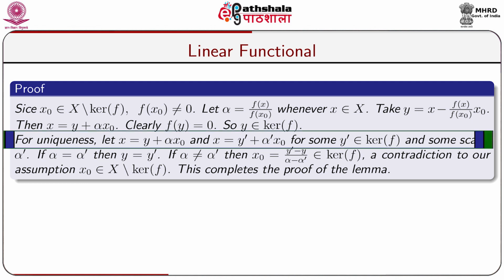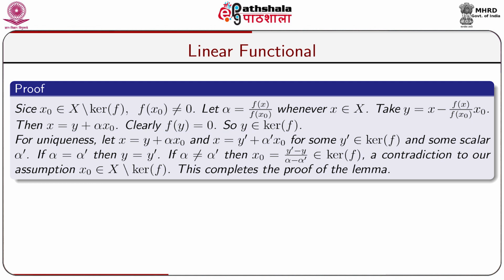For uniqueness, let us take x equal to y plus alpha x naught and x equal to y dash plus alpha dash x naught for some y dash belonging to kernel of f and some scalar alpha dash. If alpha equals alpha dash, then we get y equal to y dash. If alpha is not equal to alpha dash, then x naught is equal to (y dash minus y) divided by (alpha minus alpha dash), which is again an element of kernel of f, a contradiction to our assumption that x naught belongs to X minus kernel of f. This completes the proof of the lemma.